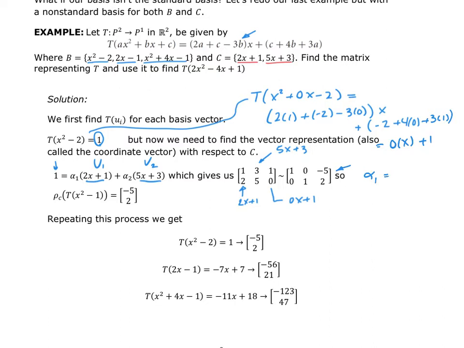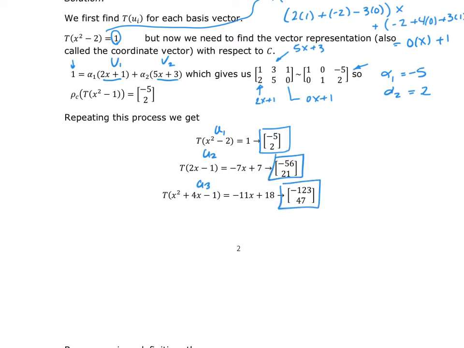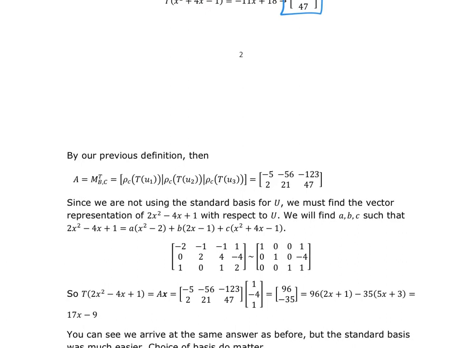So that tells me my alpha sub 1 is negative 5, my alpha sub 2 is equal to 2. So the matrix representation of this linear transformation with respect to the basis C is that. So that is my vector representation of when I put in x squared minus 2, I get 1 out, but the representation of that with respect to the basis C, which is non-standard, is negative 5, 2. And I'm going to repeat that for each one of my u sub 1, u sub 2, and u sub 3. These are all of the vector representations of those linear transformations of my basis. So then I end up with this.